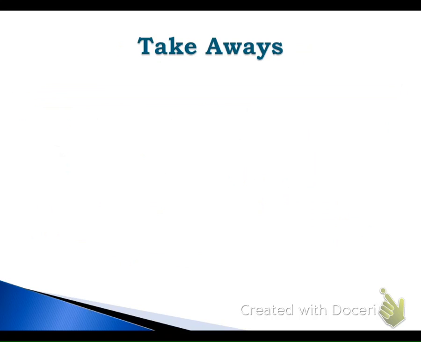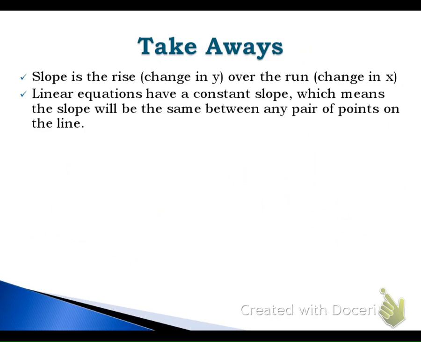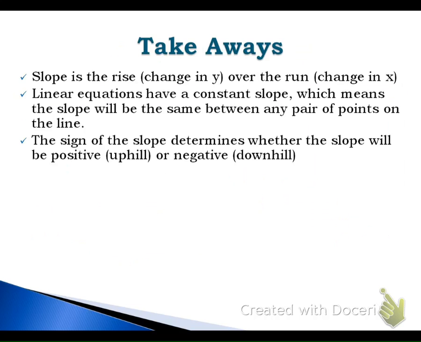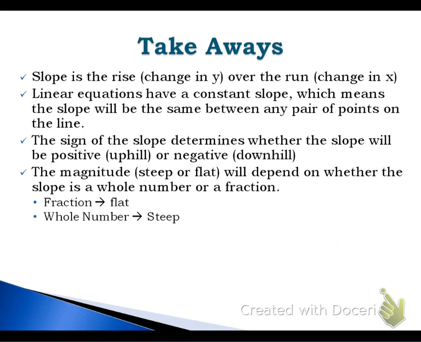So our takeaways from this lesson after you finish your group practice and checking them. Slope is the rise or change in y over the change in x's. Linear equations always have a constant slope, which means the slope will be the same between any two pairs of points on the line. The sign of the slope determines whether the slope will be positive, or going uphill, or negative, going downhill. The magnitude, or steep or flat, will depend on whether the slope is a whole number or a fraction.